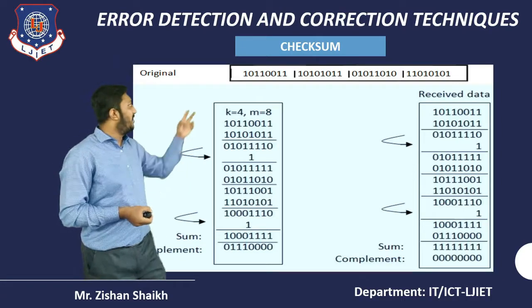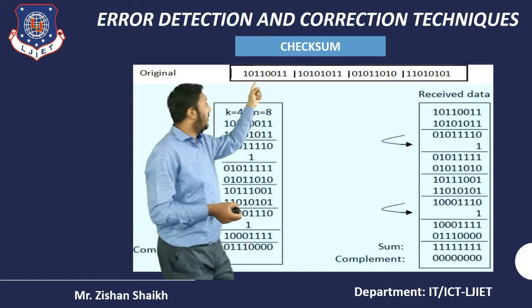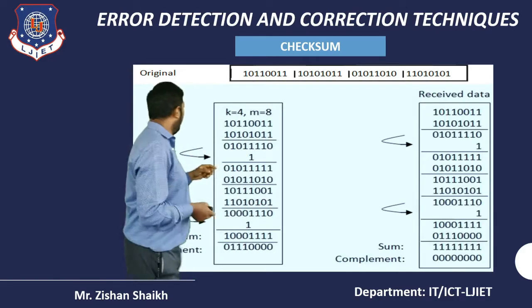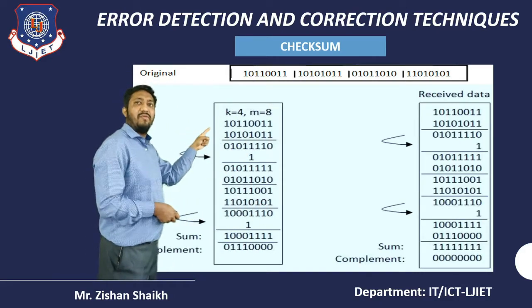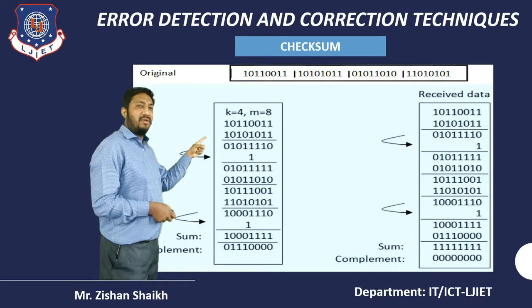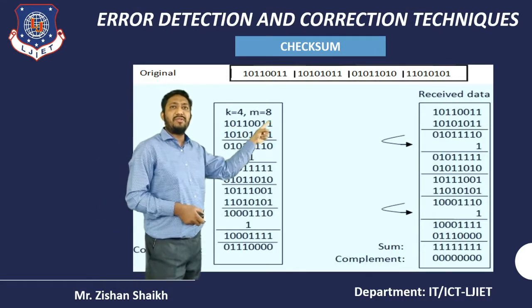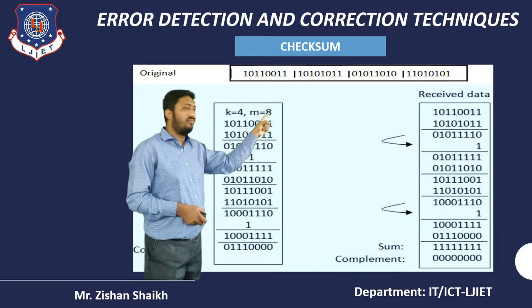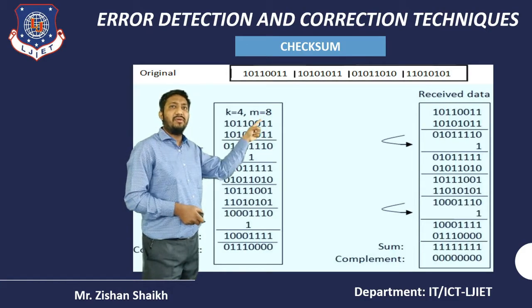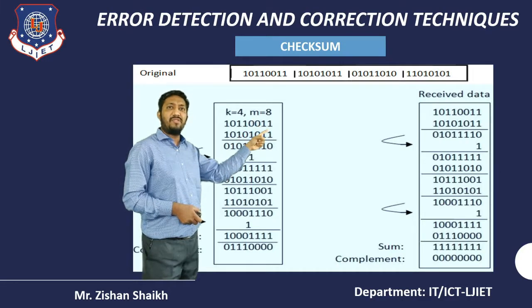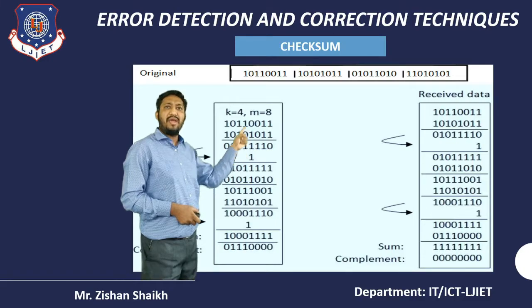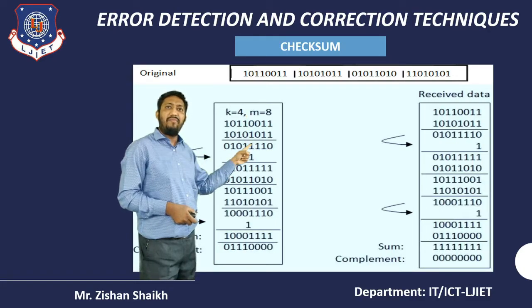First we have to add the first two segments, the first and the second segment. To understand this, the first and second segments are given, and we start our arithmetic operation. 1 plus 1 is 0 and carry is 1. Again 1 plus 1 is 0 and carry is 1. The carry 1 is carried forward, so the answer is 1 and carry is 1.